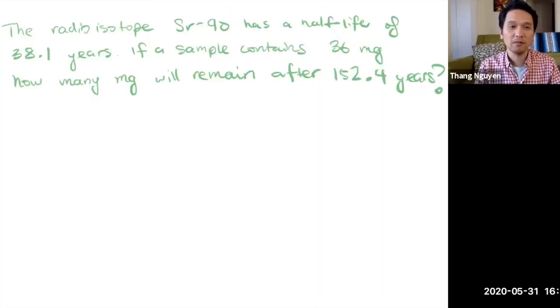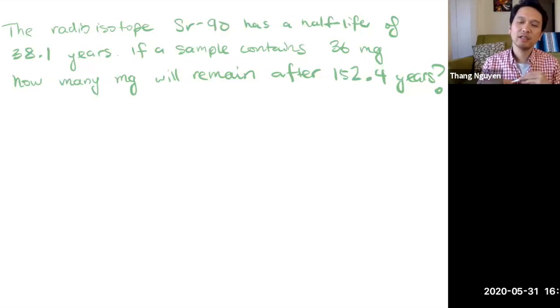So let's read this first problem. It says the radioisotope strontium-90 has a half-life of 38.1 years. Okay, so pause. Remember that just means that after every 38.1 years, the amount of activity or the amount of that radioactive material is going to be decreased by half. Okay, so let's continue the question. If a sample contains 36 milligrams, how many milligrams will remain after 152.4 years?